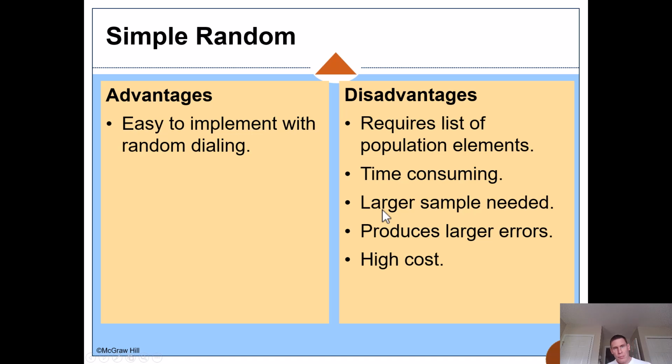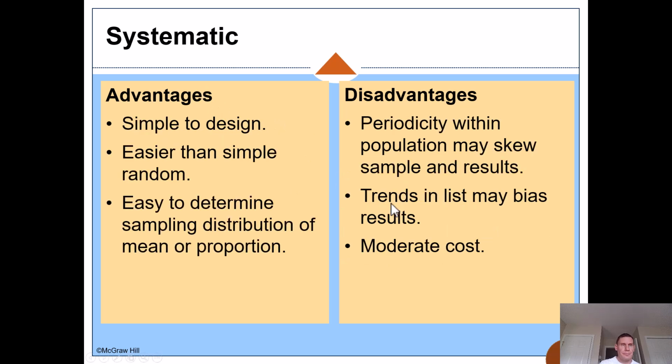So simple random sample, the advantage is it's easy to implement with random dialing if phoning. Disadvantages, it requires a list of population elements. Of course, it's time consuming. A larger sample is going to be needed. It produces larger errors, and it also has a higher cost.